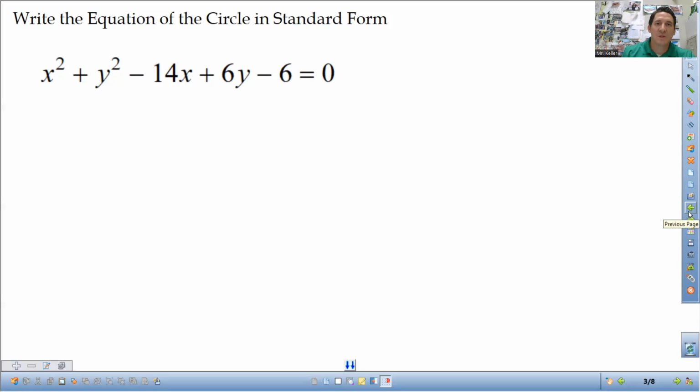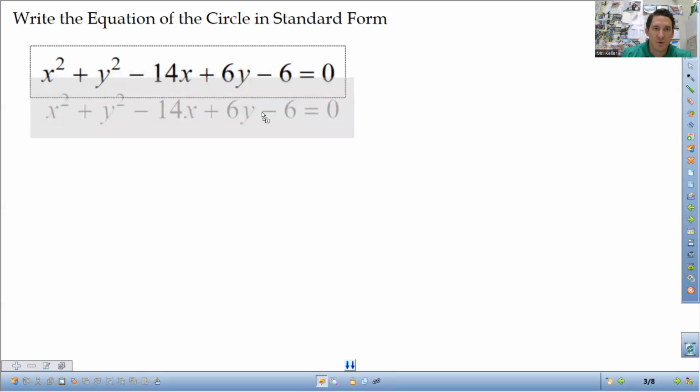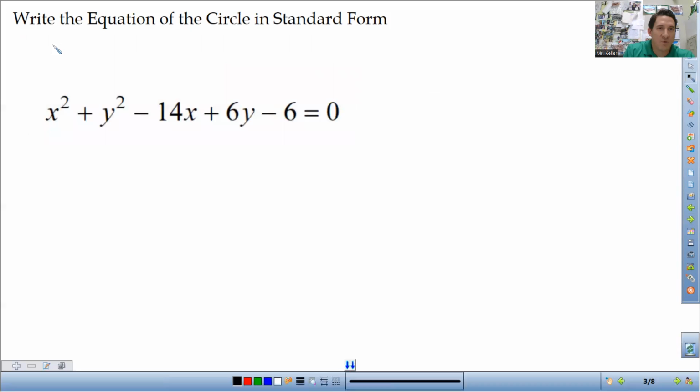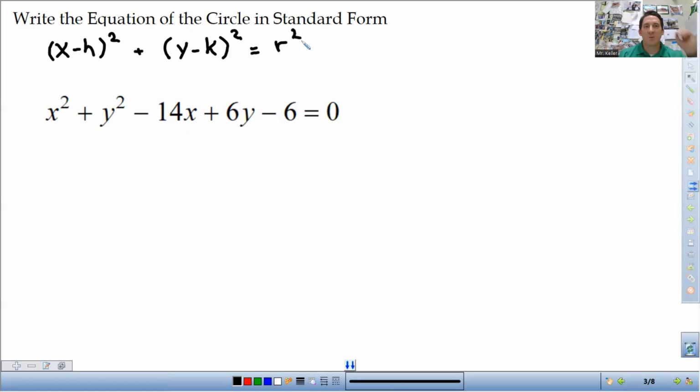All right. So equation of a circle in standard form. First thing I'm going to do is write that standard form up above here. So it's (x minus h) squared plus (y minus k) squared is equal to r squared. So first thing we want to do is reorganize this. We want the x's next to each other, we want the y's next to each other, and things that don't have an x or y attached to them are going to move to the other side of the equation.